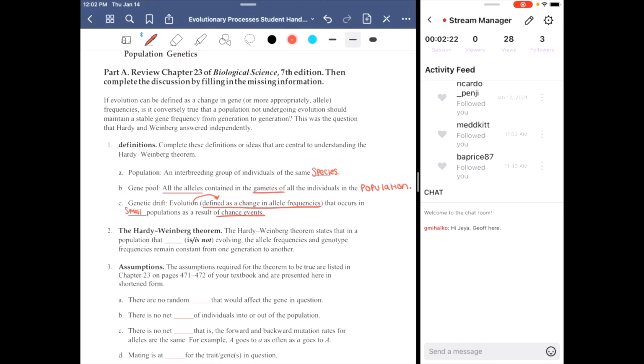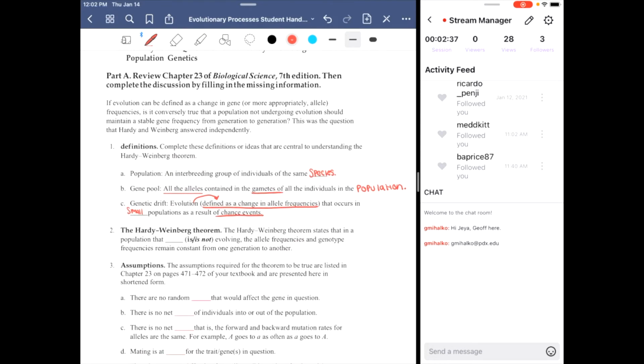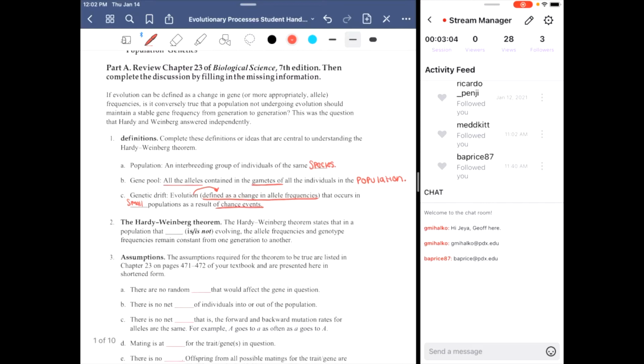So the next one is the Hardy-Weinberg Theorem. Oh, hi, Jeff. We just got started, and I'm just going over this worksheet if you want to follow along. So I just went through the definitions that are important for Hardy-Weinberg theorem, and that is population, gene pool, and genetic drift. Do you guys have any questions so far? Okay, I'm going to move on with the worksheet.